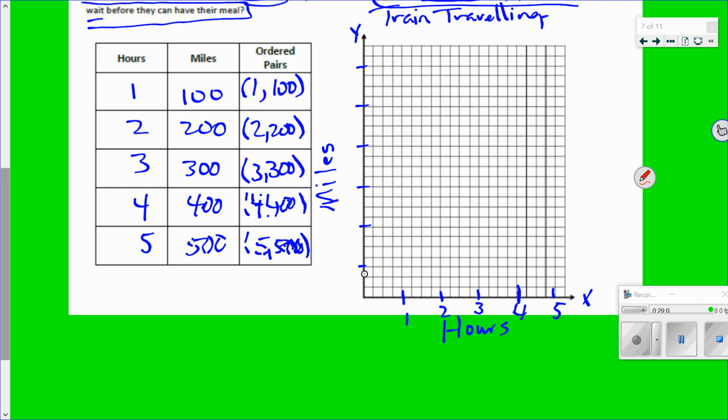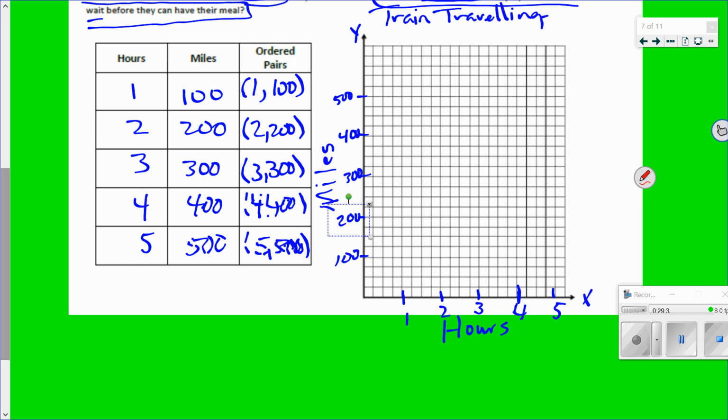Oh, I missed that. 100. Okay, I need to go up now by hundreds. So that's going to be 100, 200, 300, 400, 500. Okay? Now that I've done all that, now I am finally ready to actually plot my points.